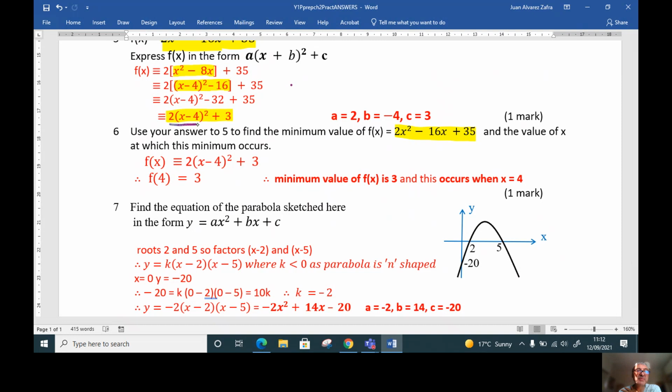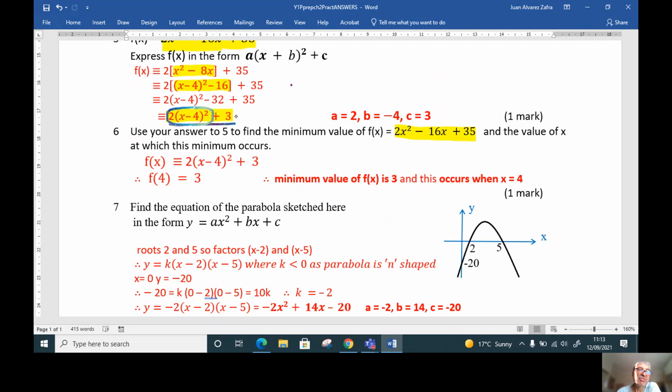So here, okay, that bit there. Can you see that this bit here is always going to be positive or 0? So that bit is just greater than or equal to 0. And when is it equal to 0? It's equal to 0 when x is 4. So this has a minimum of 0, and it occurs when x equals 4.